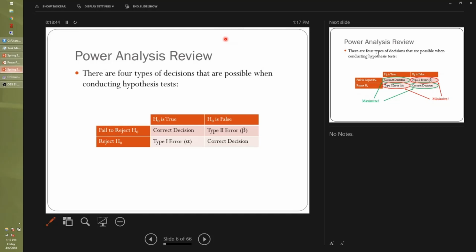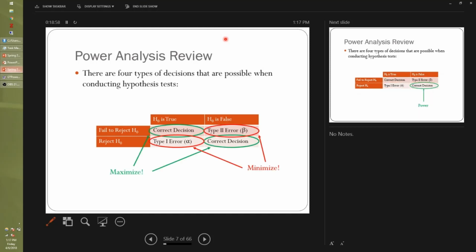Still not desirable. And then if we reject the null when the null is false, that's a correct decision as well. That's great. We love that. It means we were right in the first place. We're the smartest people in the world. That's the most beautiful one. So we want to maximize our correct decisions, both fail to reject the null when the null is true, and reject the null when the null is false. And we want to minimize type 1 and type 2 errors.